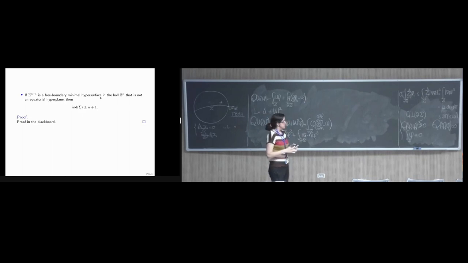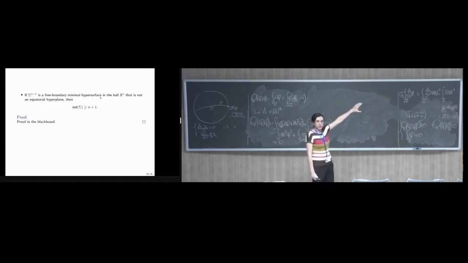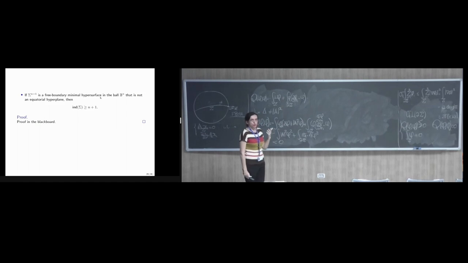What does it mean? In particular, when you put n equal to 3, the free boundary minimal surface in the ball has index at least 4. Of course, I suppose that the surface is not the equatorial disk. Okay, so let's move on to prove these results.